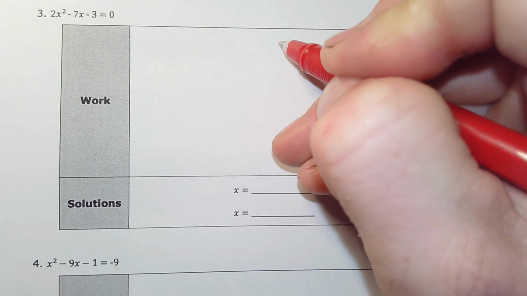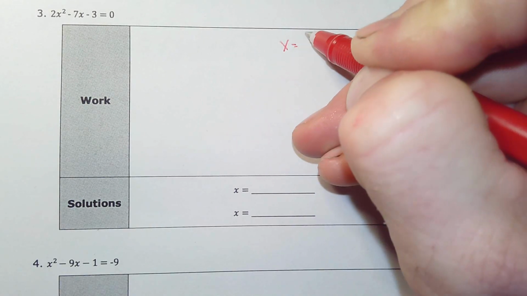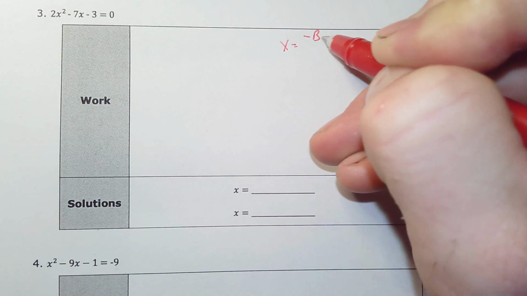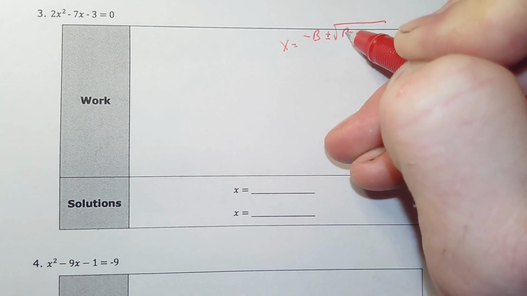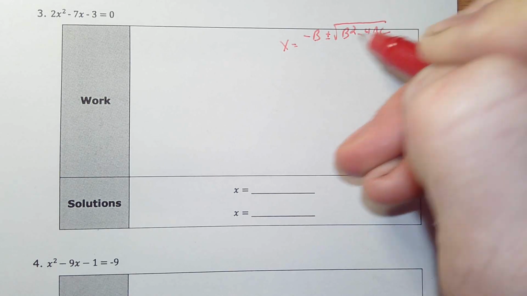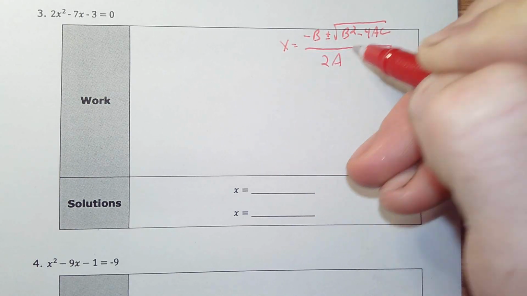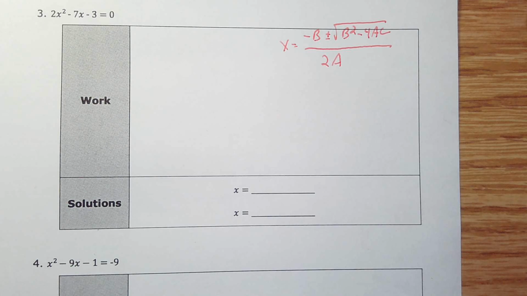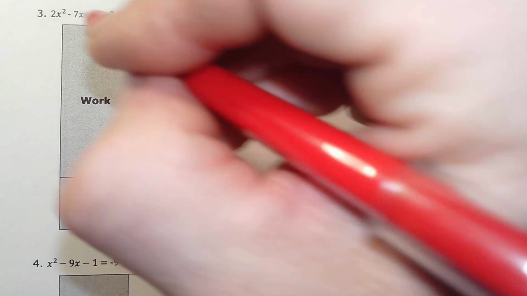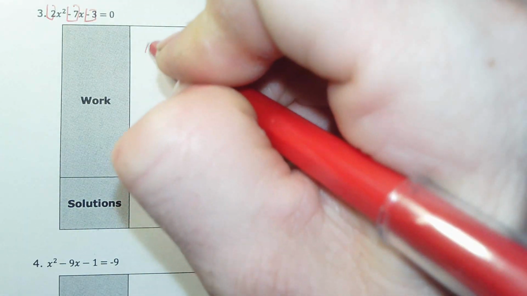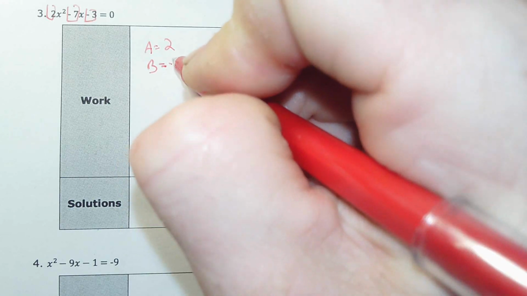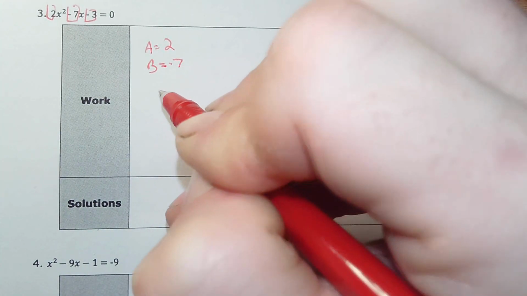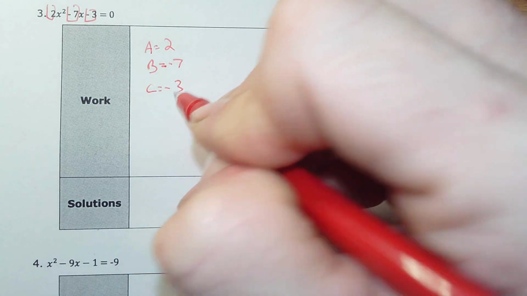Right? So remember that x equals the negative value of b plus or minus the square root of b squared minus 4ac all over 2a. Remember that negative means it's the opposite of. All right, so let's identify my a, my b, and my c. A is 2, b is negative 7, and c is negative 3.